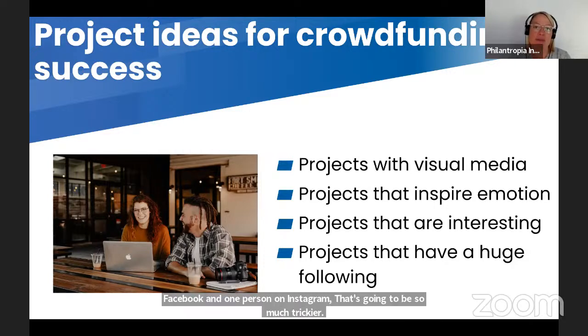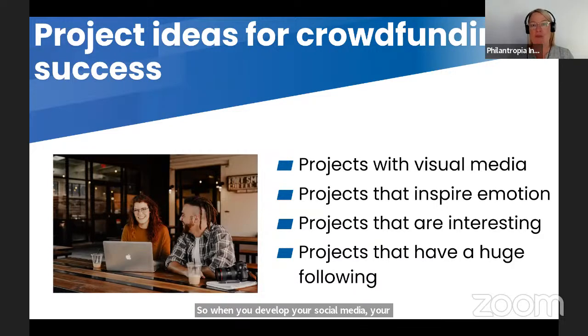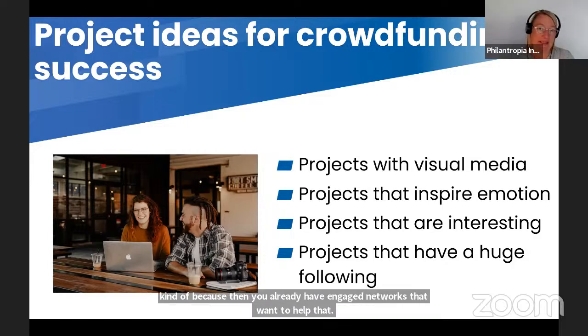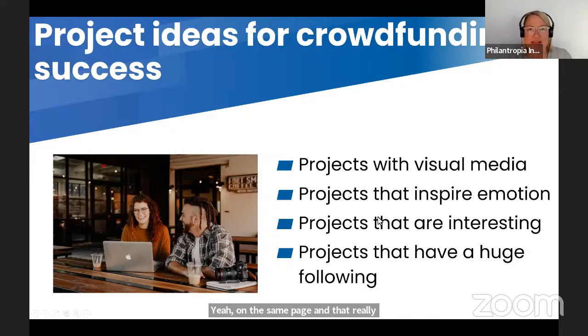So when you develop your social media and your outreach, that also pays into your crowdfunding account, kind of, because then you already have engaged networks that want to help, that are on the same page and that really want to support you. I've read somewhere that even if someone can't donate to your campaign, if they share your link on their socials and through their email, that's worth like $10, because the average donation that comes in through sharing is that amount. So that is worth a lot. If you have a huge following, that is a huge plus point if you're thinking about starting a crowdfunding campaign.